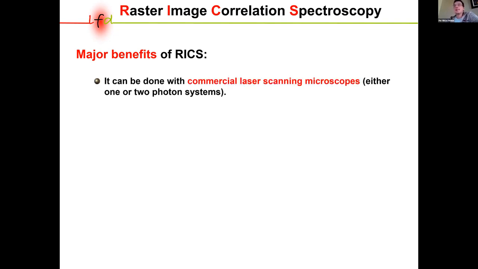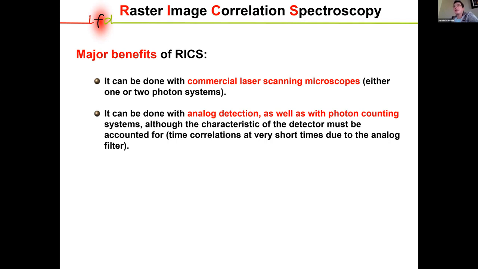Some of the advantages of RICS is that it can be done on a commercial laser scanning microscope, which can be a 1 or 2 photon system, in addition, of course, to some home-built instruments. It uses a photomultiplier detector or an avalanche photodiode, so it can work in analog detection mode as well as in photon counting mode.